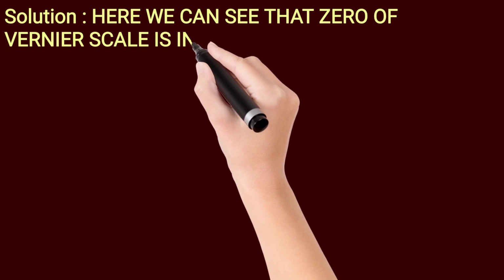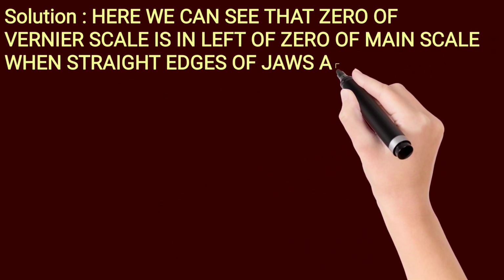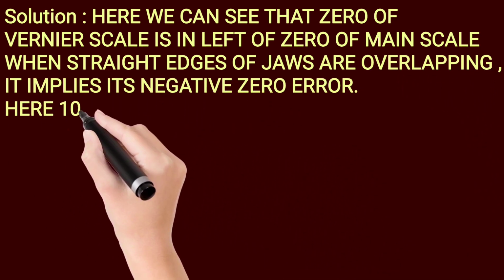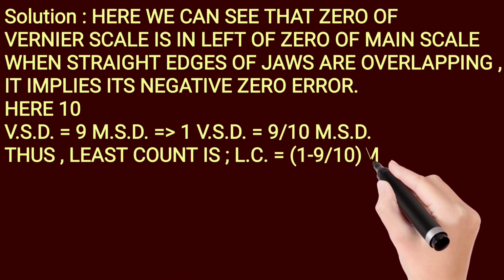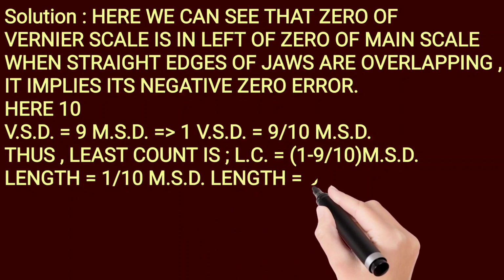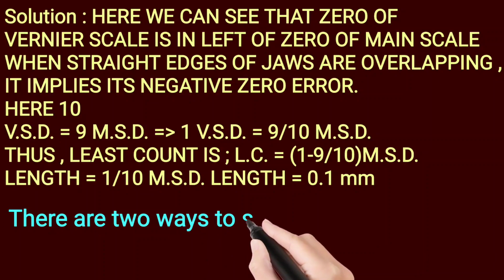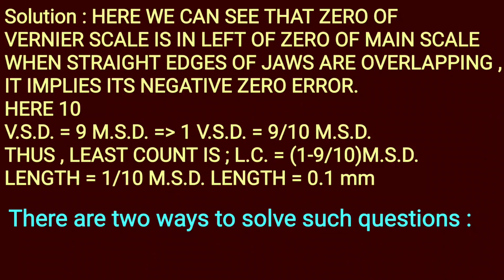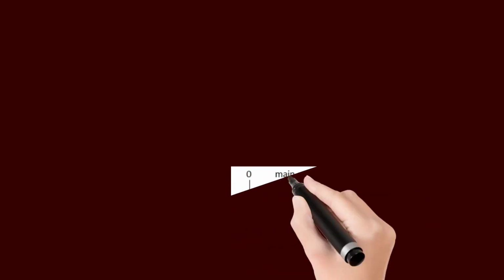Here we can see in the diagram that the zero of the vernier scale while the jaws are coinciding is to the left of the zero of the main scale. It means it is a negative zero error. Here 10 VSD is equal to 9 MSD, and 1 VSD is 9 by 10 MSD. Thus the least count is 1 minus 9 by 10 MSD, meaning its length is 0.1 millimeter. This is a standard vernier caliper, mostly available, and there are 2 methods to solve it.